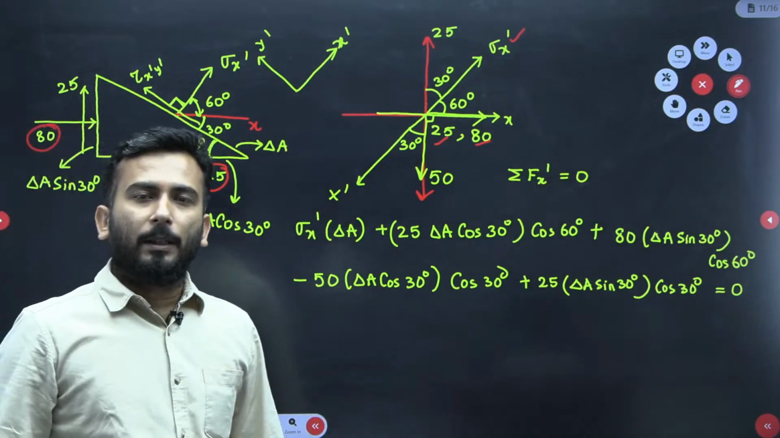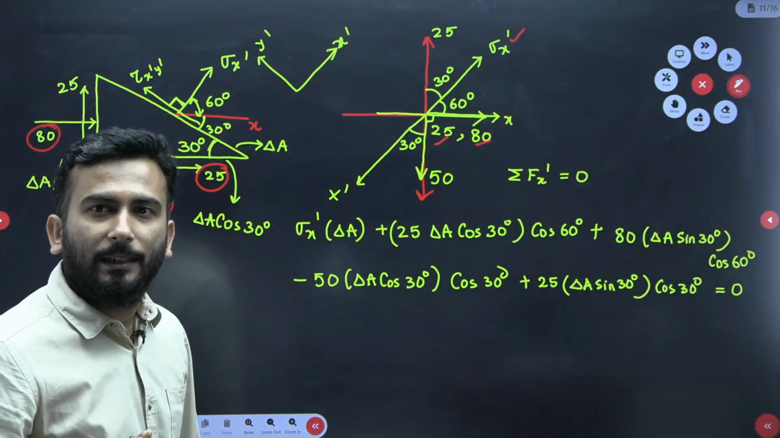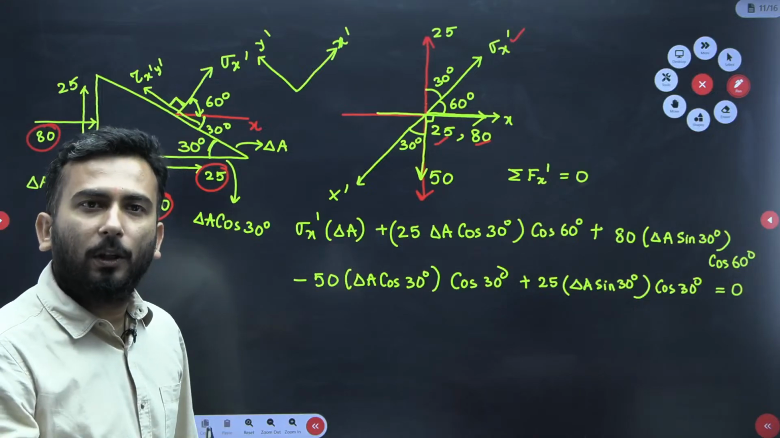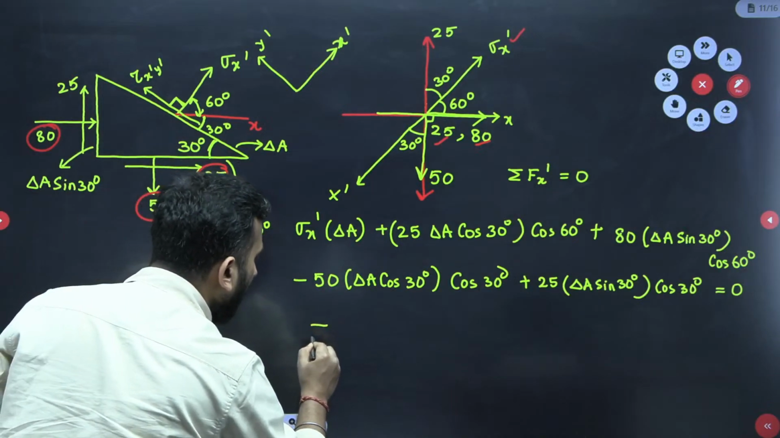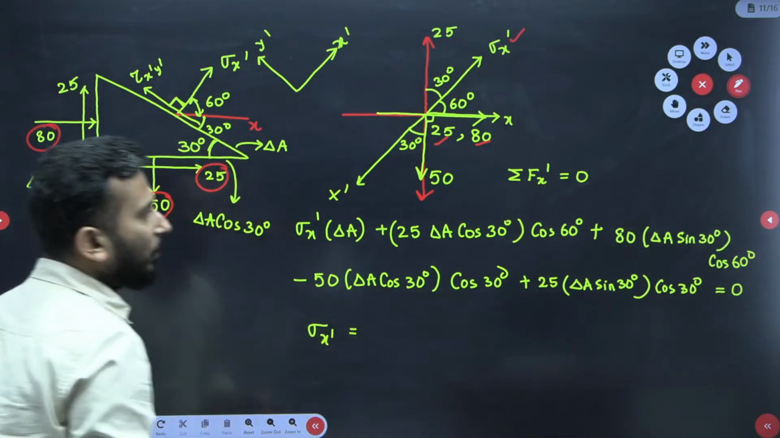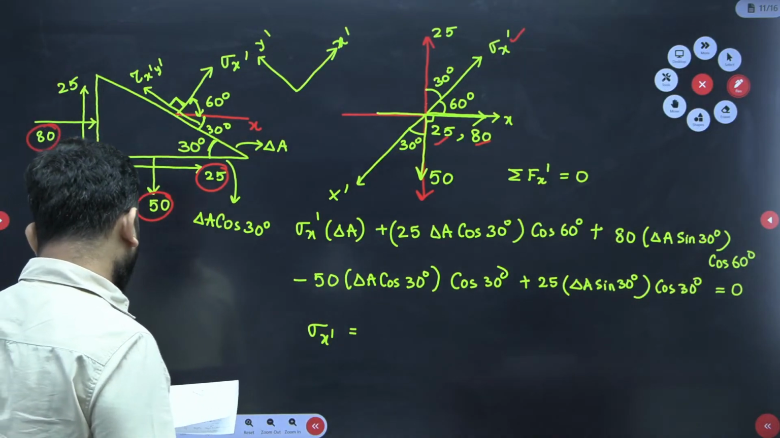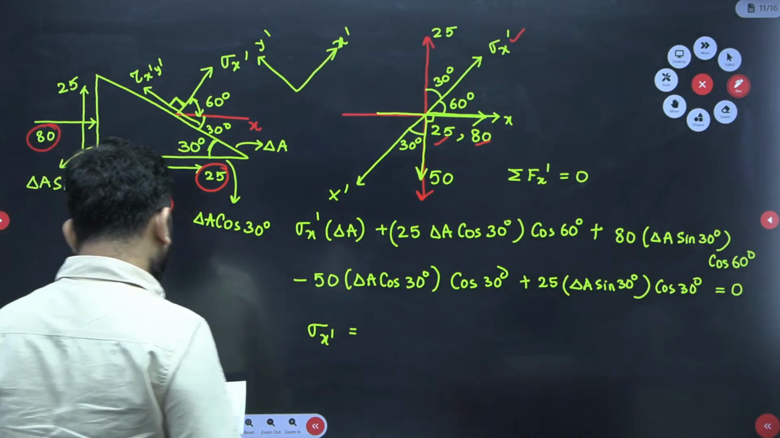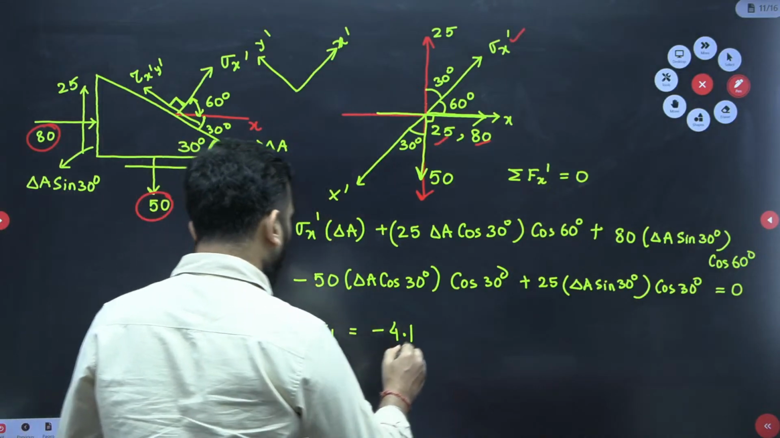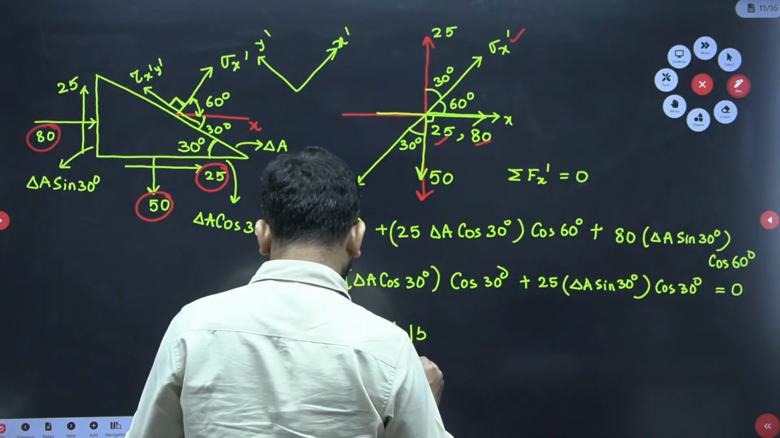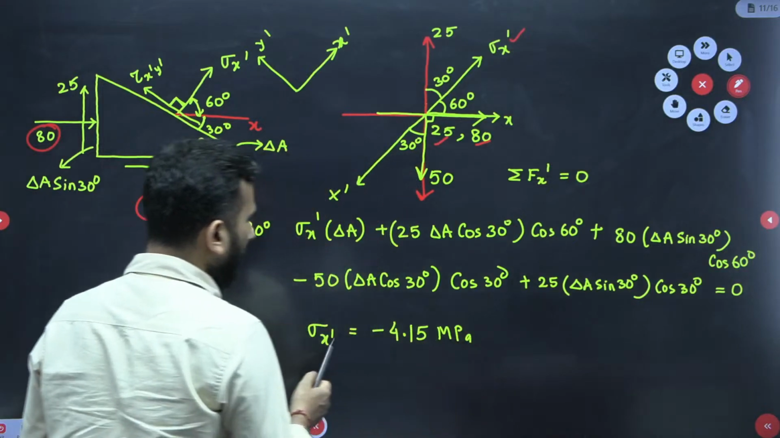And if you see, delta A is there in all the terms, so delta A will be cancelled, and the cos values you will easily be able to take. So only one unknown is there, that is sigma x dash. My dear friends, I am not going to solve it right here, I have already got the value. If you solve this completely, the sigma x dash value you will get is minus 4.15 megapascal.